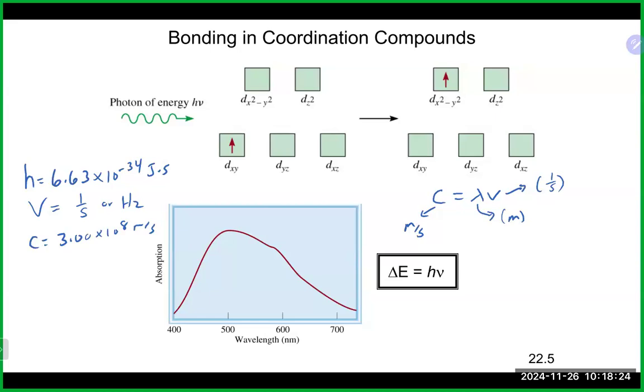As you might remember, you can tie both of those equations together, because if you solve for frequency, that is c divided by the wavelength, which means you can substitute that in, and that gets you hc over the wavelength. So if you know the wavelength or the frequency, you can calculate the energy change of those d orbitals just by knowing those things.